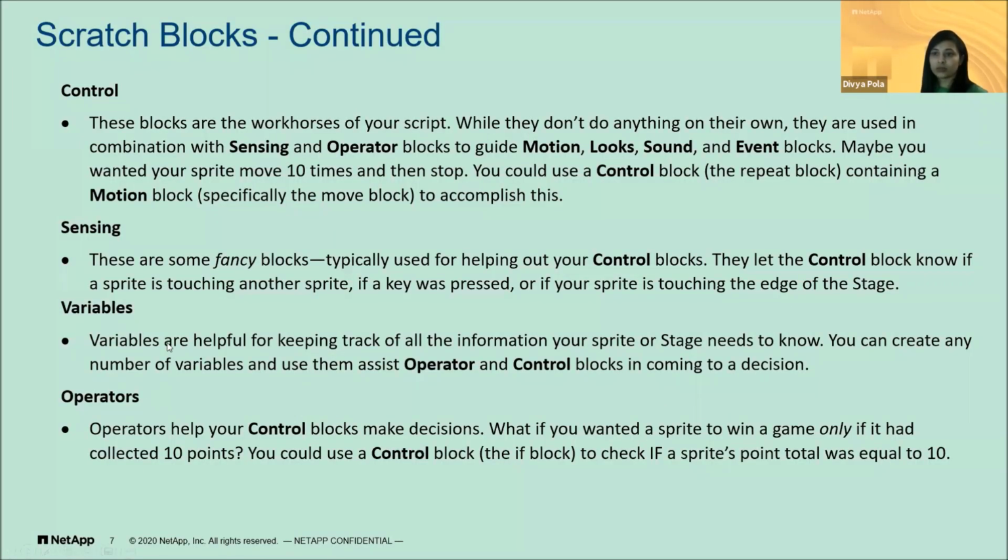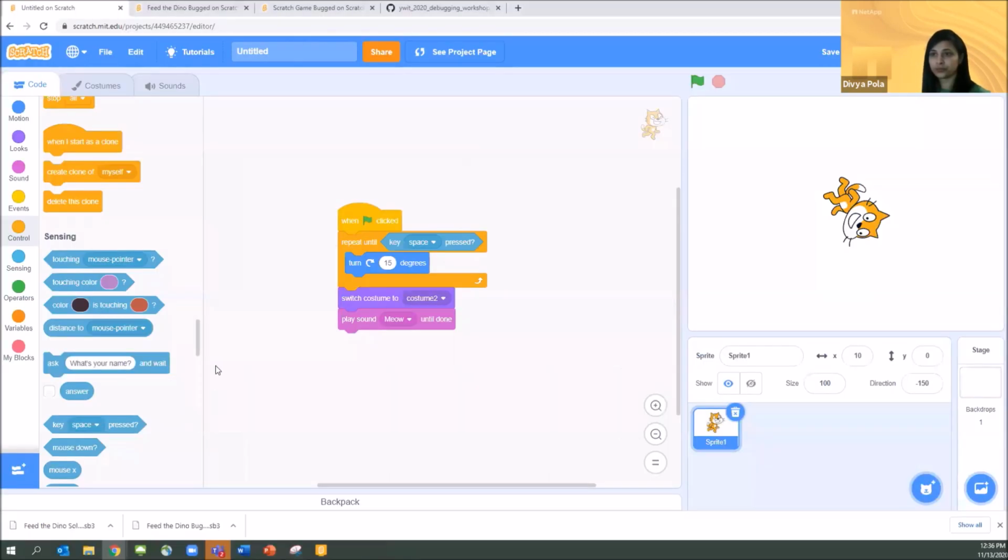Next comes variables. Variables and operators go hand in hand. Let me show both of them together to you. A variable is nothing but, for example, you're tracking points, like how much the sprite moved or anything like that. You keep track of that in a variable, and I'll show you how to use a variable as well. And the operators, they are useful in control blocks to make some decisions. I'll also show you that right now.